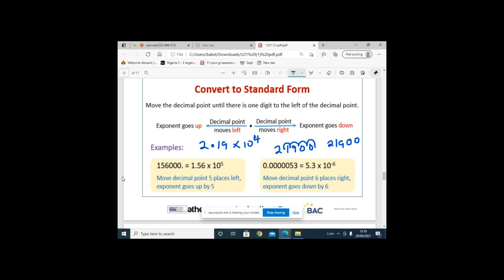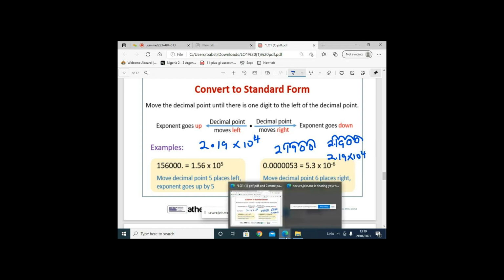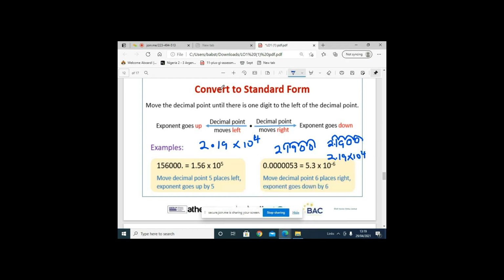So if you want to change it back to standard form, you go back again. 1, 2, 3, 4. You stop here. So it's going to give you 2.19 times 10 to the power of 4. You get it? So you can change it back and forth. Some people will try to change it just to confirm maybe the answer is correct.